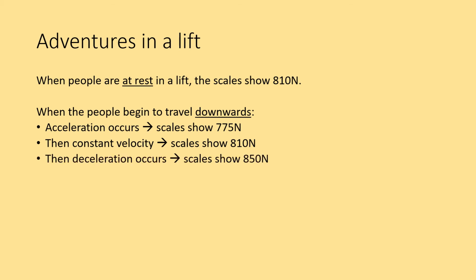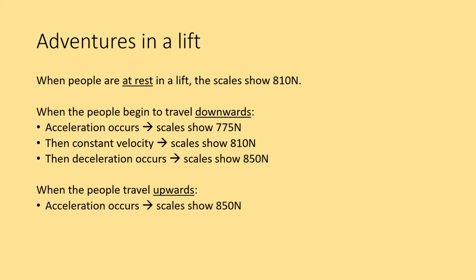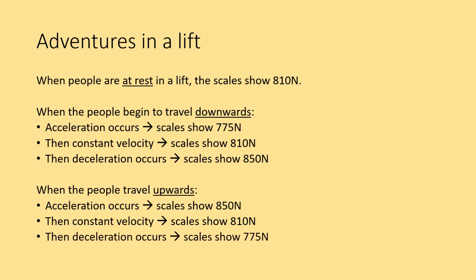And then as the lift slows down, when it gets to the floor, your scales go up. They're going to show 850 newtons. That's traveling downwards, but when you're traveling upwards, the opposite occurs. To start with, you're accelerating upwards, and so the scales are going to show 850 newtons. When it's at constant velocity, the scales show 810 newtons, and then deceleration occurs, and then the scales show 775 newtons. Why is this?